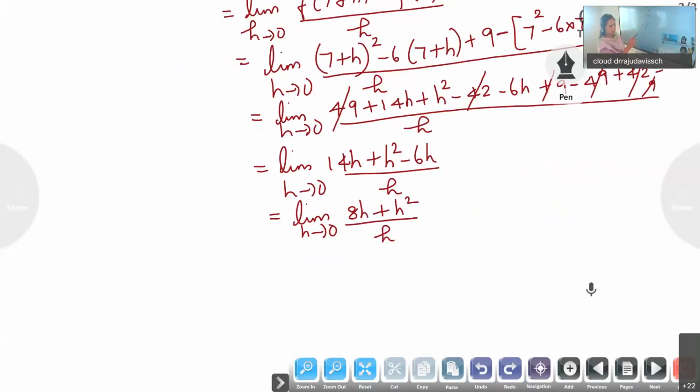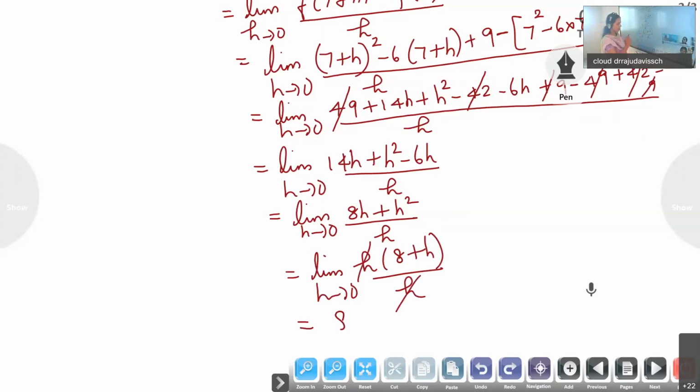Now group the h terms. 14h minus 6h is 8h plus h square by h. So limit means you will substitute for h is 0. When you put 0 here, it is indeterminate form. So to avoid this, what can we do? From the numerator, we can take one h common. If you take one h common, it is 8 plus h by h. These two will get cancelled. Now you substitute h is 0. When you put h is 0, the answer is 8. So this is f dash of 7.